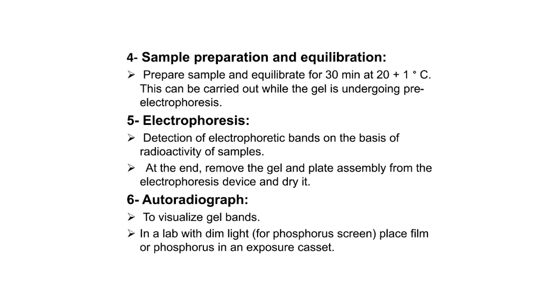Now, what do you do? You visualize the gel bands in a lab with dim light. Basically, this entire thing is done in dark conditions or with a minimal amount of light exposure, so that it does not damage your DNA or RNA. And you place the film or phosphor screen in an exposure cassette, and then you observe it.